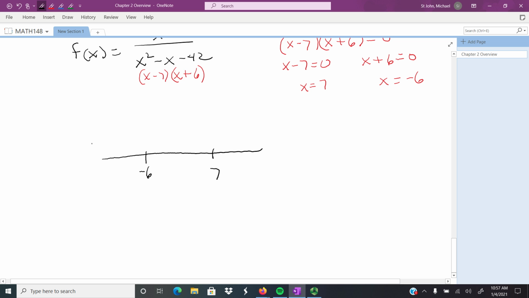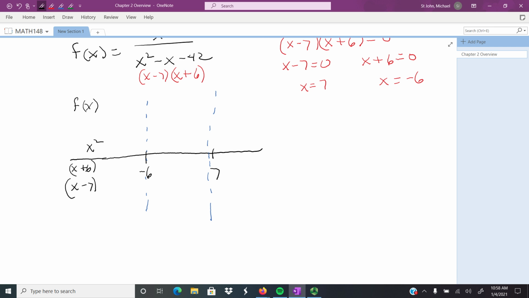And we have our x squared function here. And then we're dividing by x plus 6, x minus 7. So what we're going to do is figure out what the sign of my function is as we go through these various parts. So this is going to be f of x.